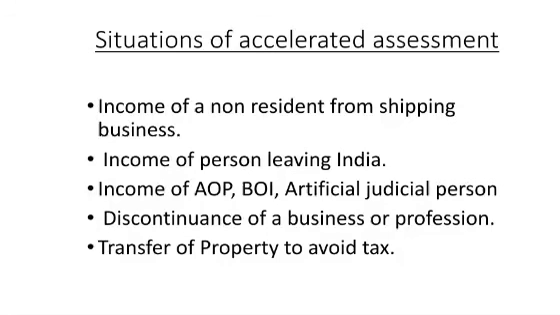Then discontinuance of business or profession. If the income tax officer has sufficient reason to believe that this business may be closed in the near future, he may ask the business or profession to pay the income tax in the previous year itself. Then next is transfer of property to avoid tax. Here in this case also, if the income tax officer has evidence regarding the transfer of property only for the purpose of avoiding the tax, he may ask the property owner to pay the tax in the previous year itself.